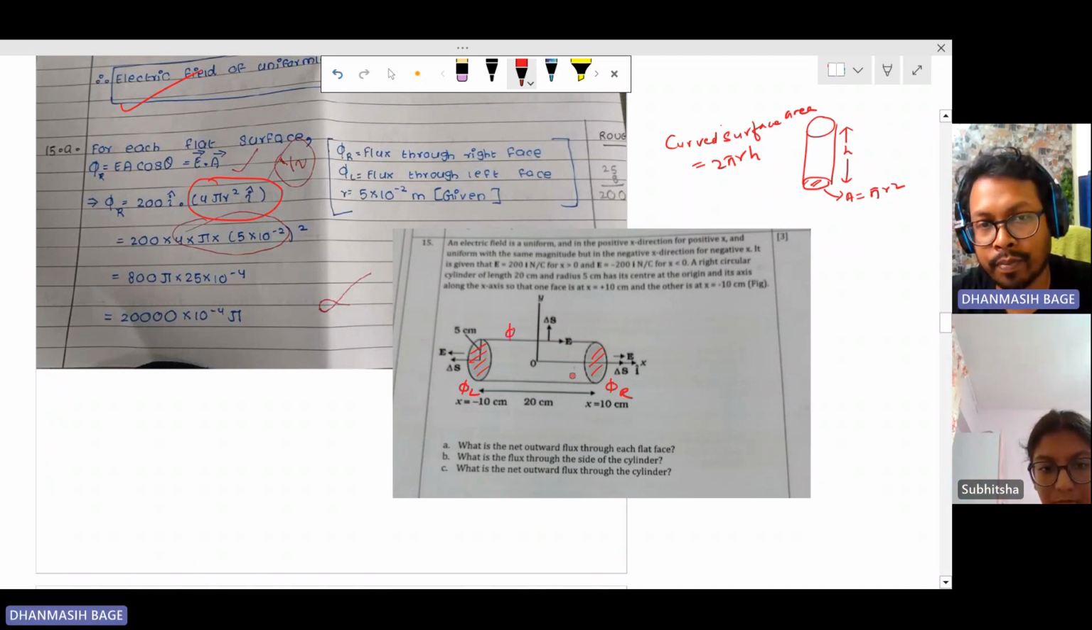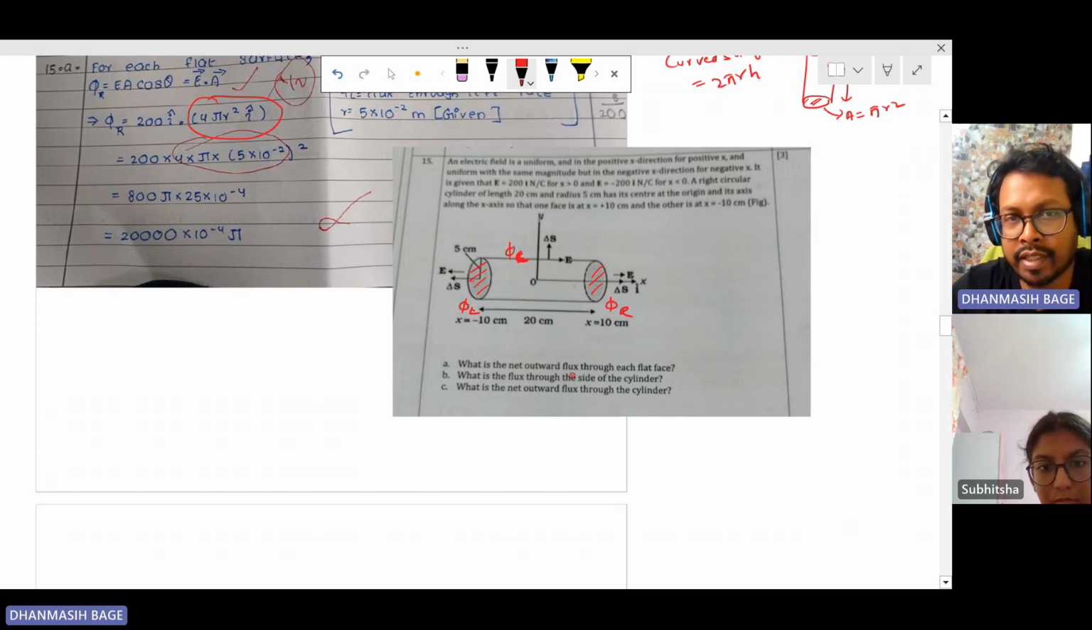So in this case also, you could have taken phi one, phi two, phi three like this. Or let us say this is the curved surface area, phi c. No problem. So the curved surface area will definitely play zero role because the field is perpendicular to it. This is already given to you in the problem itself. Now in this case, what were you supposed to take here? Simply pi r square, right?